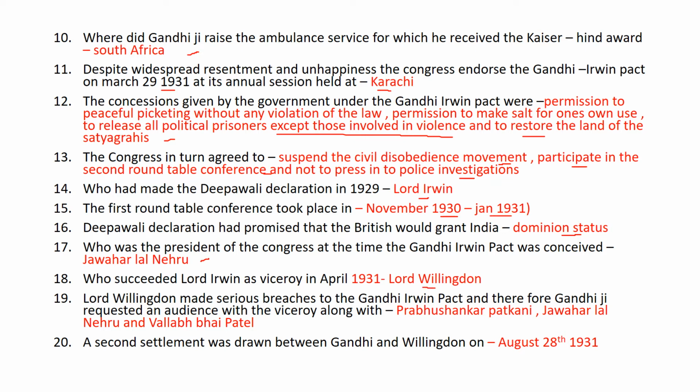Who succeeded Lord Irwin as Viceroy in April 1931? Lord Willingdon. Lord Willingdon made serious breaches to the Gandhi-Irwin Pact, and therefore Gandhiji requested an audience with the Viceroy along with Prabhu Shankar Pattani, Jawaharlal Nehru and Vallabhbhai Patel. The second settlement was drawn between Gandhi and Willingdon on August 28, 1931.